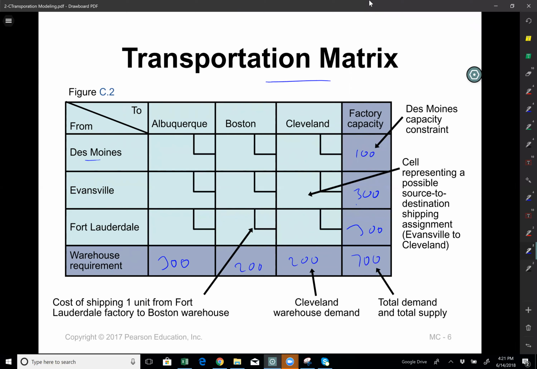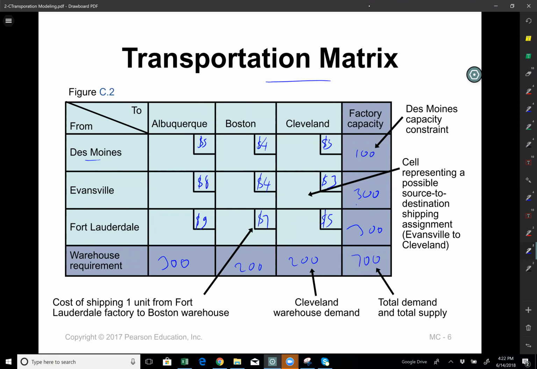We also have cost information here. $5 per unit for shipping a product from Des Moines to Albuquerque, $4 to Boston, $3 to Cleveland. From Evansville to Albuquerque, it will cost me $8 per unit, $4 to Boston, and $3 to Cleveland. From Fort Lauderdale to Albuquerque, it costs me $9 per unit, $7 to Boston, and $5 to Cleveland. So this is the cost information that I have.